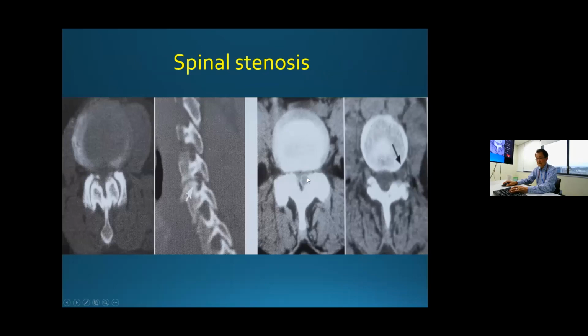So see this kind of, and sorry, there's a facet joint. Sorry, it's fine.